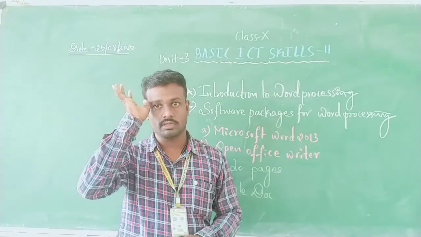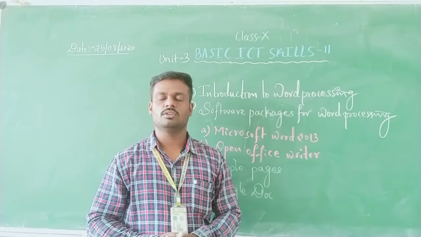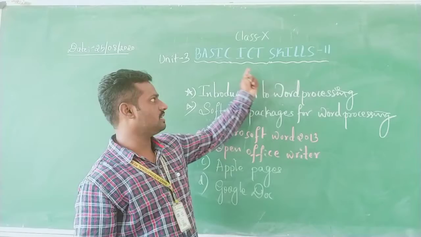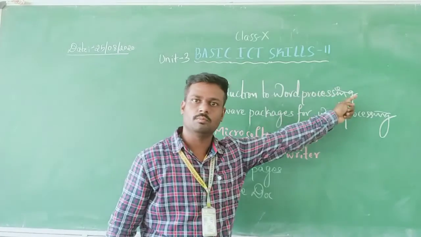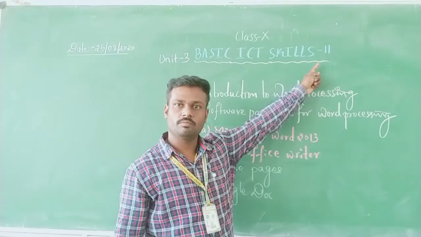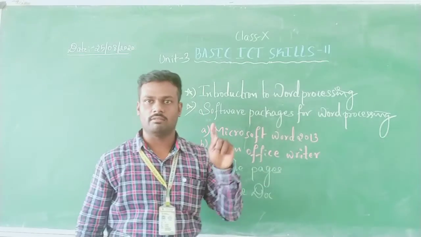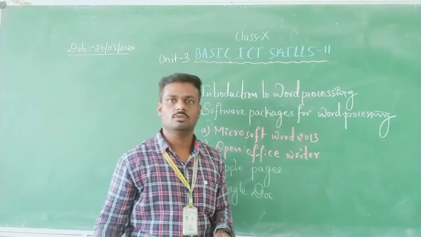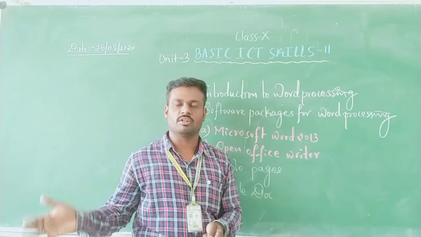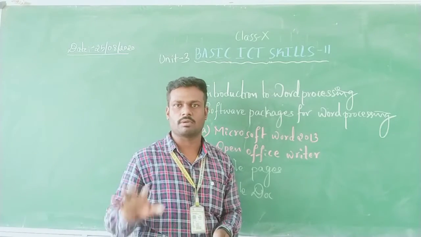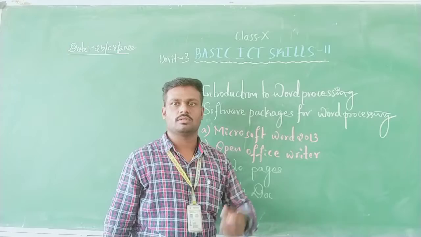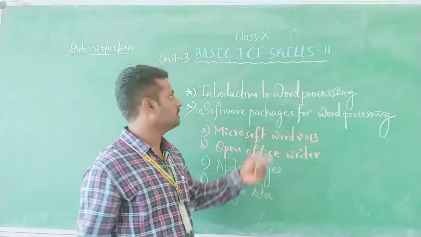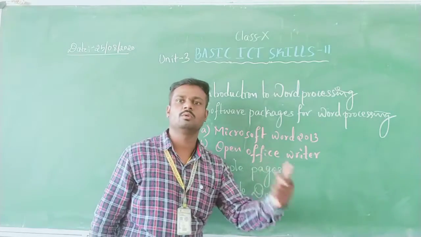Information and communication technology. So he has given basic ICT skills 2. The 2 refers to the fact that in the 9th standard we have already learned basic ICT skills 1, right? In that unit you have already studied some concepts. The next unit is in 10th standard, basic ICT skills 2.